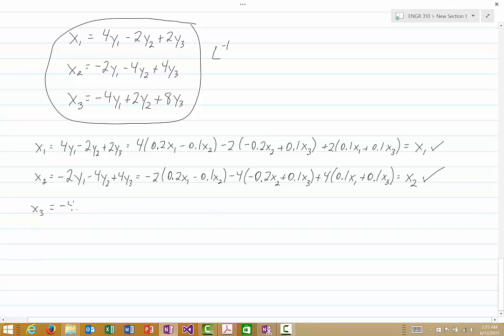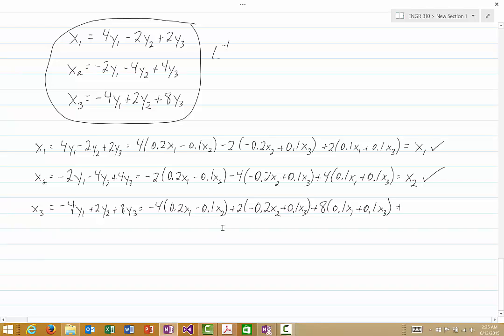Minus 4y1 plus 2y2 plus 8y3. And that's minus 4 times 0.2x1 minus 0.1x2, plus 2 times minus 0.2x2 plus 0.1x3, plus 8 times 0.1x1 plus 0.1x3.